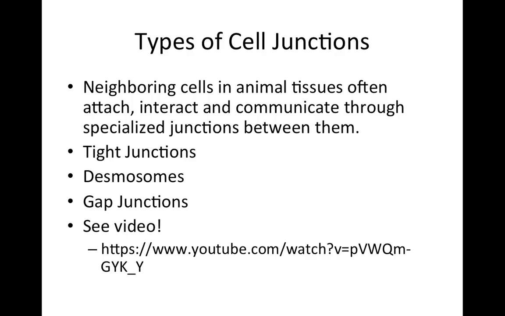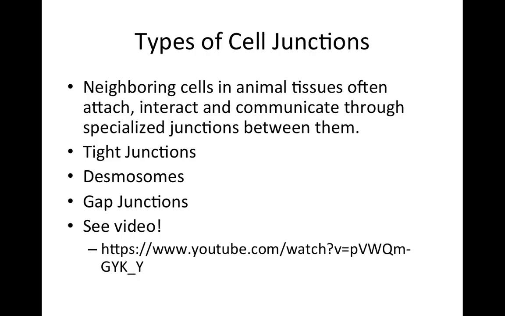Okay. Also, we touched on this briefly, and it's definitely touched on in your reading: types of cell junctions. Neighboring cells in animal tissue, in particular, often are attached to each other. They interact and communicate with each other through specialized junctions or areas between them that come together. I want you to review tight junctions, desmosomes, and gap junctions.